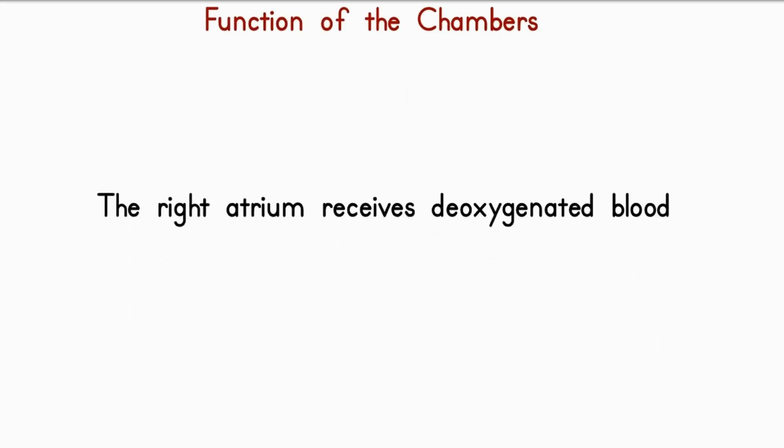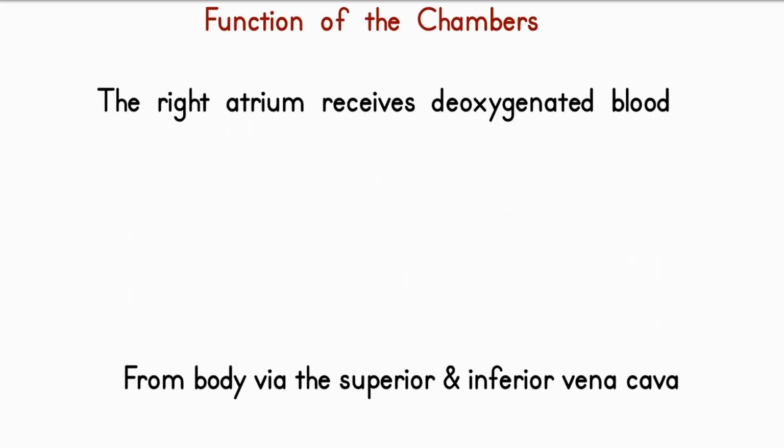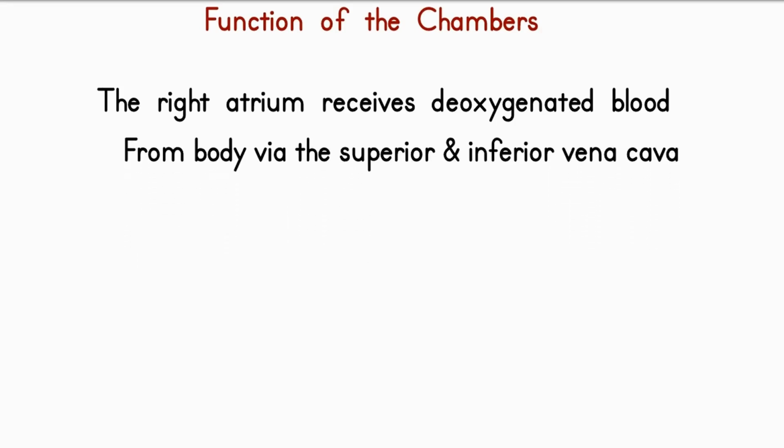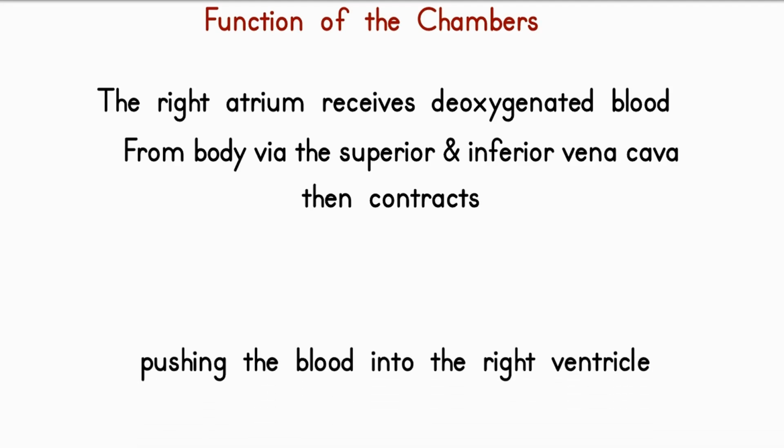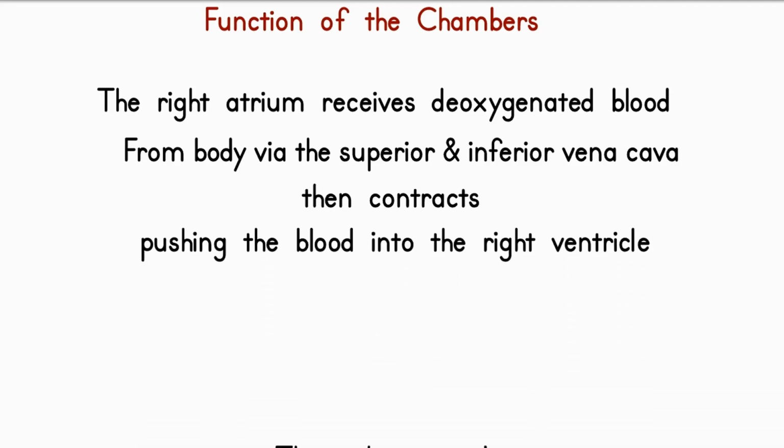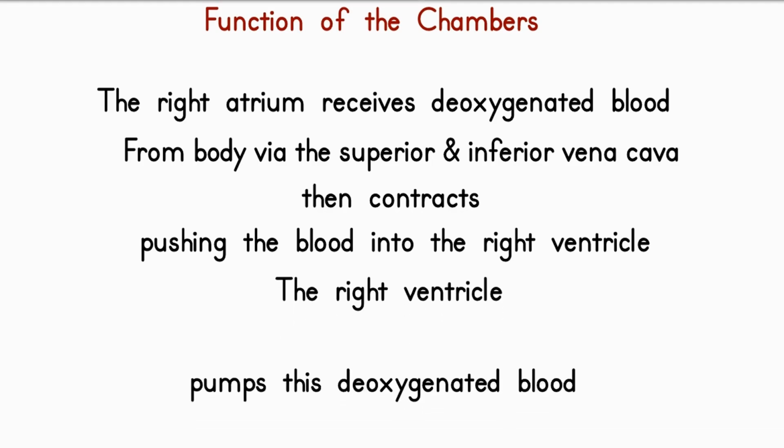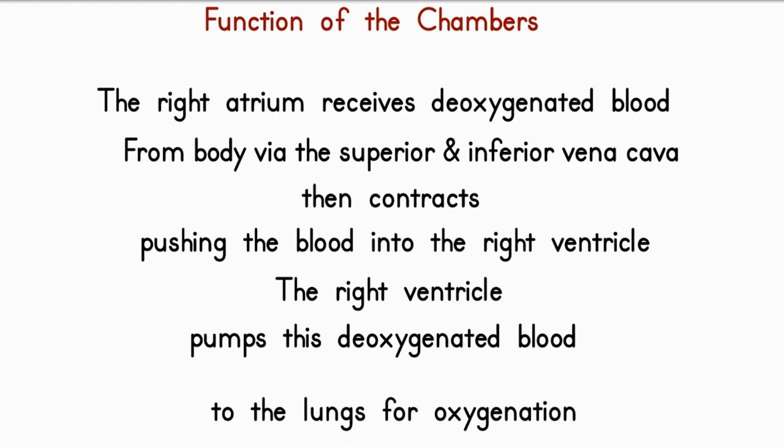Function of the chambers. The right atrium receives deoxygenated blood from the body through the superior and inferior vena cava. It then contracts, pushing the blood into the right ventricle. The right ventricle, in turn, pumps this deoxygenated blood to the lungs for oxygenation.